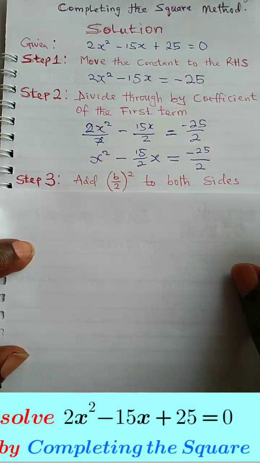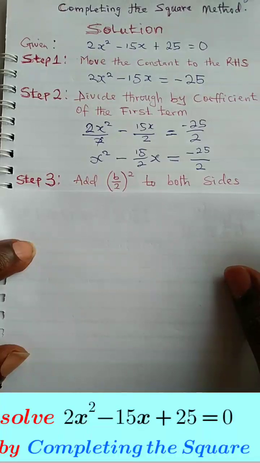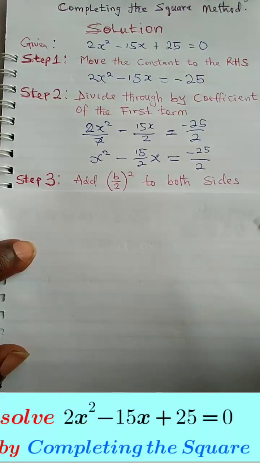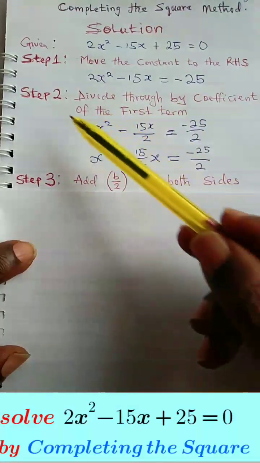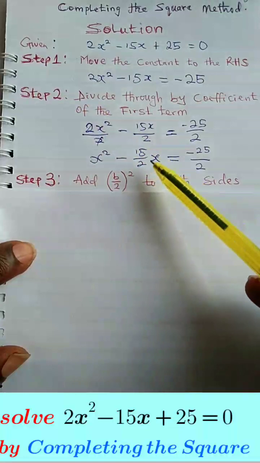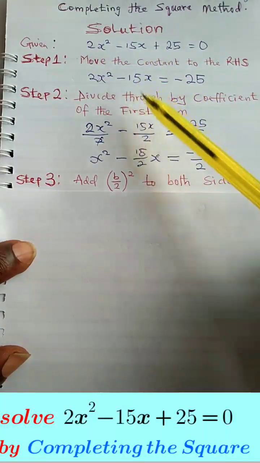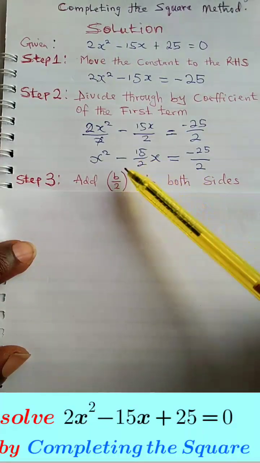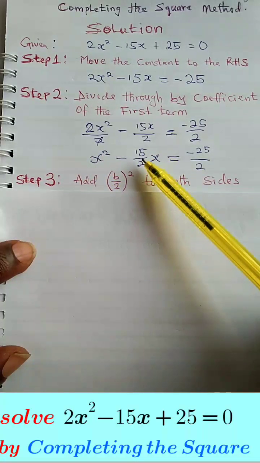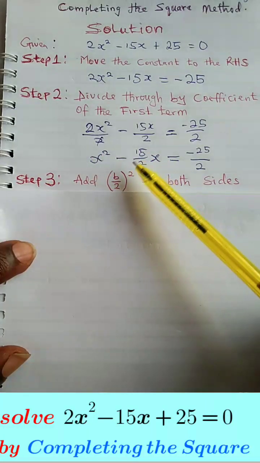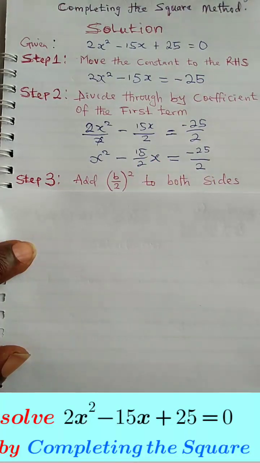Now step 3 says add b over 2 all squared to both sides. Now let me explain what b is. The b is the coefficient of x at this step 2. Please, not the coefficient of x at step 1. No. The coefficient of x at step 2, where the coefficient of x squared is 1. So that is our b. In this case, our b is minus 15 over 2.